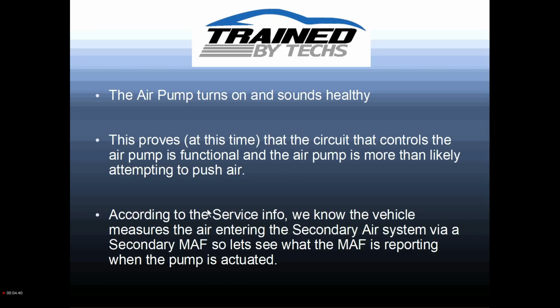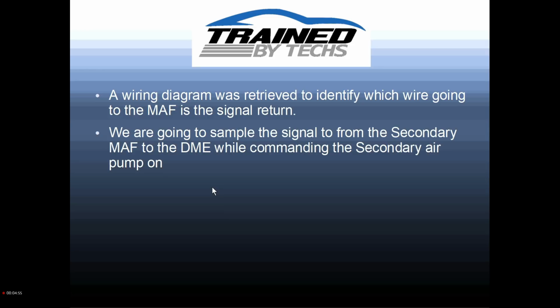According to the service info, we know the vehicle measures the air entering the secondary air system via a secondary mass airflow sensor. So let's see what that mass airflow is reporting when the pump is actuated. A wiring diagram was retrieved to identify which wire going to the mass airflow is the signal return. We're going to sample the signal to the secondary mass airflow to the DME while commanding that secondary air pump on.